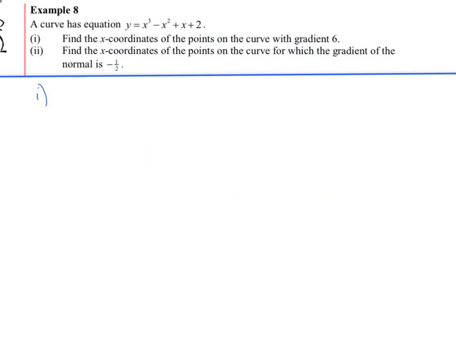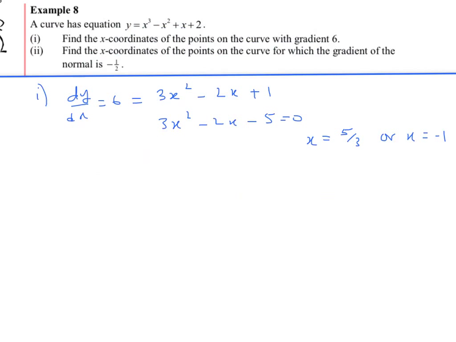We've been told the gradient is 6, so this means dy over dx, the gradient, equals 6. And so this equals 3x squared take away 2x plus 1. Okay, and we know that equals 6. If we rearrange this, we get a quadratic. We've got 3x squared take away 2x take away 5 equals 0. You might want to pause the video here and solve that quadratic. You should get, by factorizing, x equals 5 over 3, or x equals minus 1.